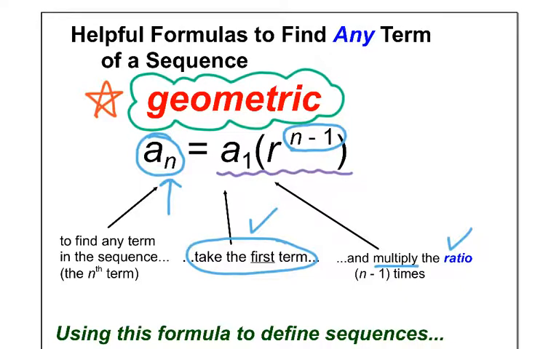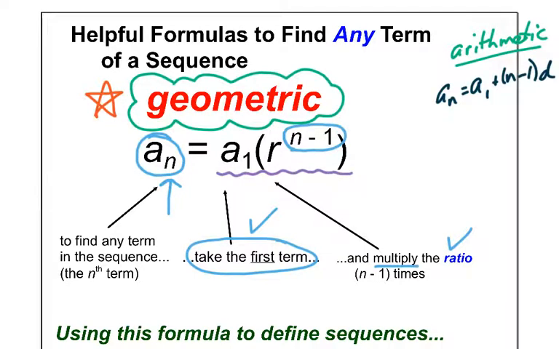All right, just to keep this back in your brain. When we were dealing with arithmetic, do you remember that formula off the top of your head? I'll write it here just to help you remember. That was a sub n equals the first term also, plus n minus 1 times d, and d was that difference that we added from term to term.